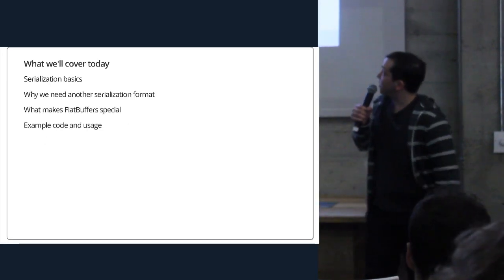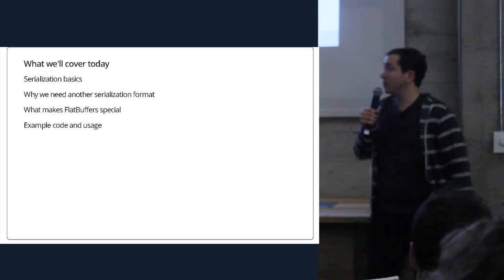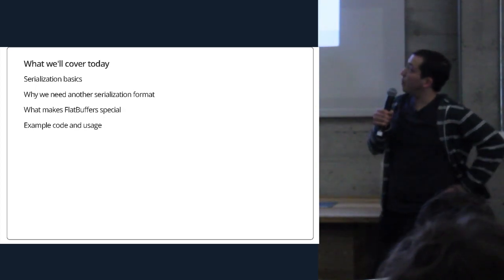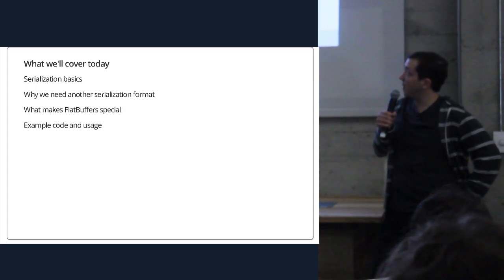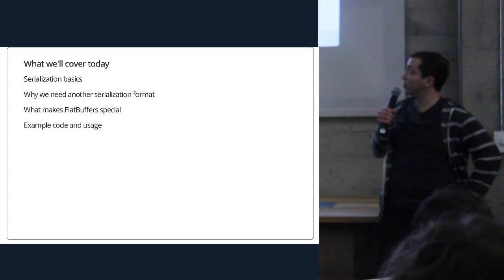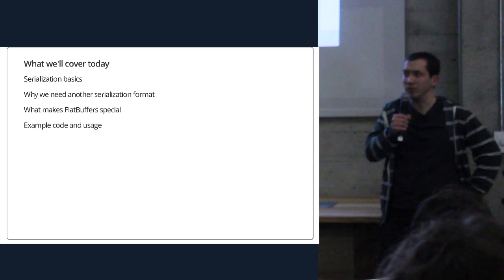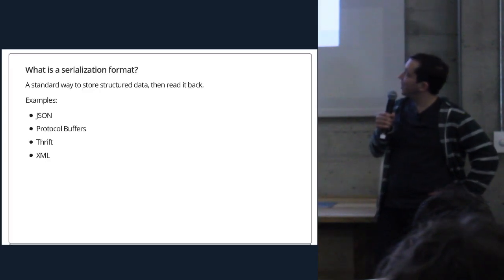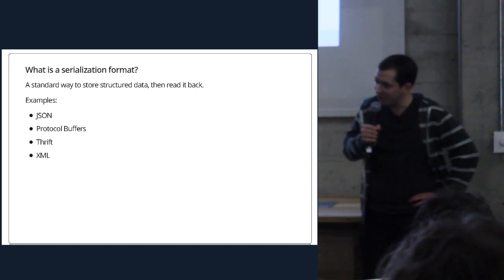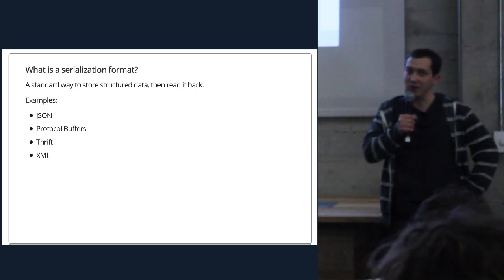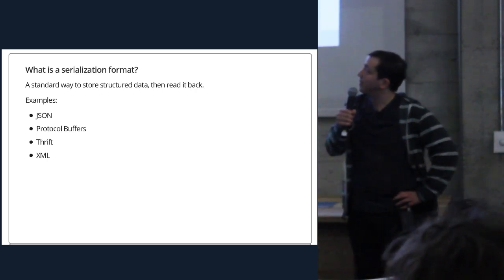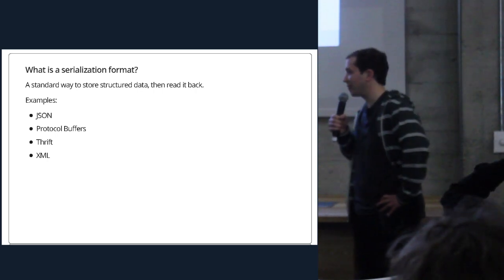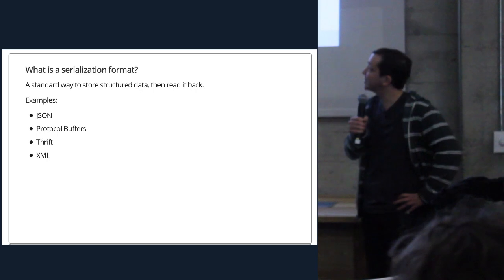What we're going to talk about today are the basics of serialization and why you should be excited about serialization, why you might need another serialization format, what makes Flatbuffers special, and some examples on how to use it. So a serialization format can take many forms, it's pretty general. Examples are JSON, protocol buffers, XML, and a lot of other ones.